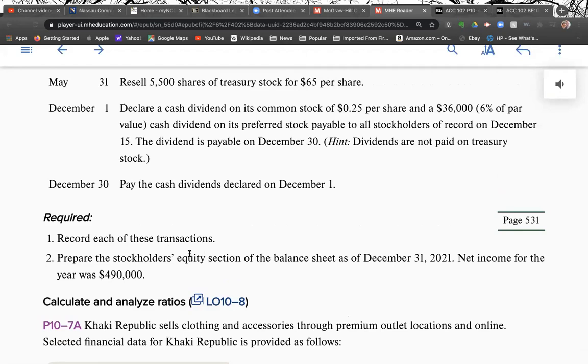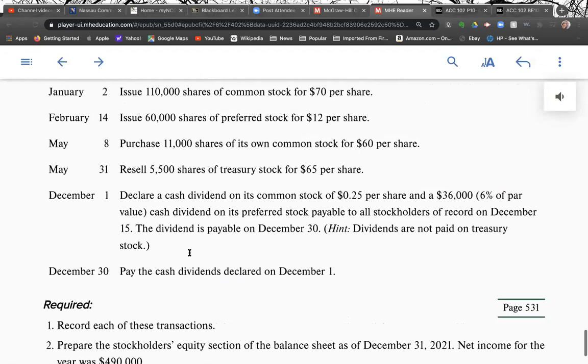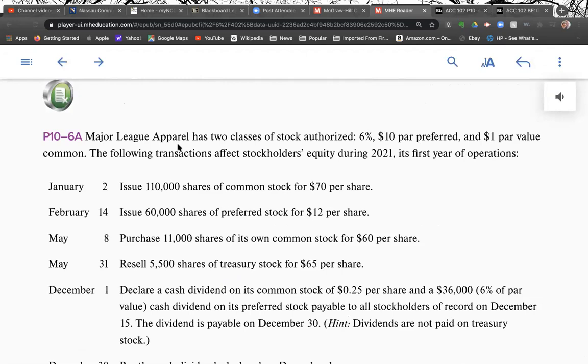So you would need to draw T accounts. And if you go back to the beginning, they tell you that the company has Major League Apparel. That's the name of the company. They have two classes of stock. They have preferred and they have common. The preferred has a $10 par value. And that 6% means the dividend is going to be 6%.